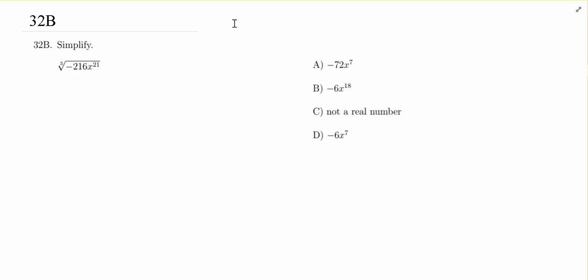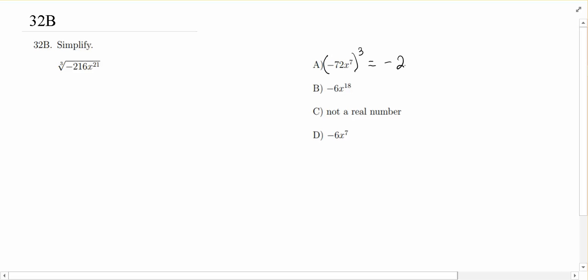Right, so let's go ahead and take a look at simplifying this cubed root. Now, these are fairly large numbers, but it's not going to be all that hard, because this is multiple choice. What I want you to keep in mind is that cubed root means that if I cube this answer, I should get negative 216x to the 21st power.